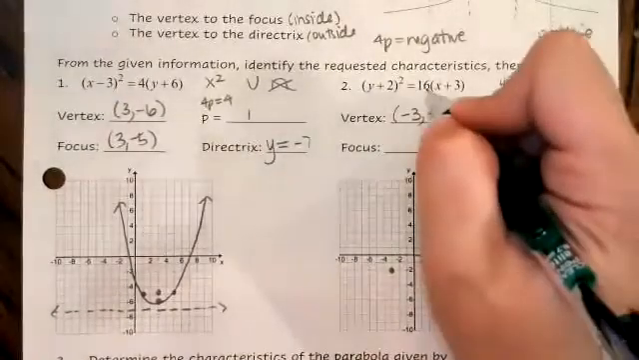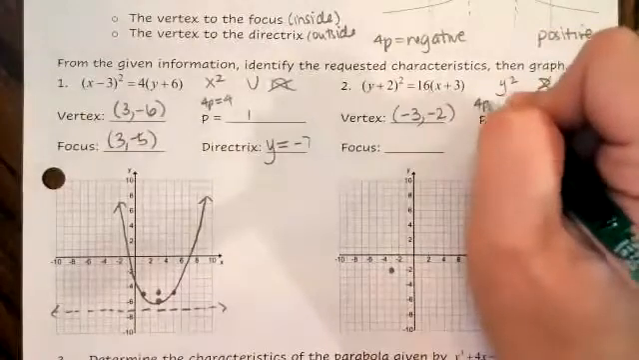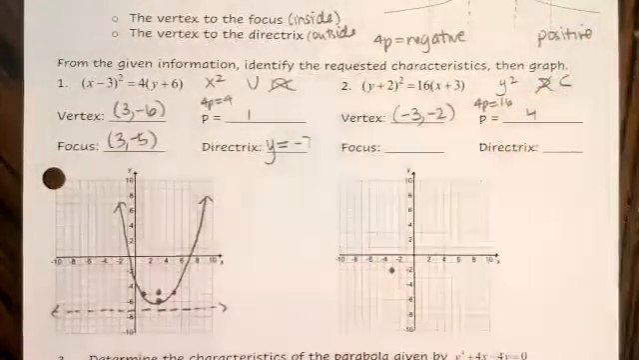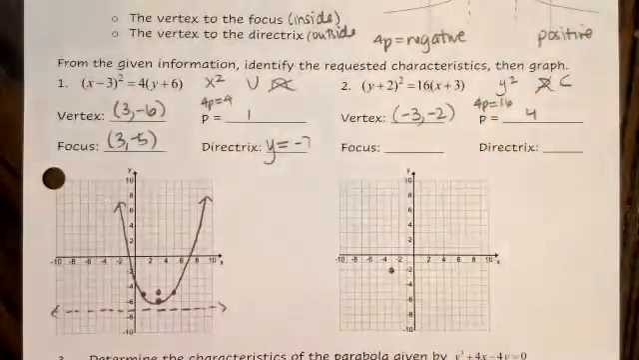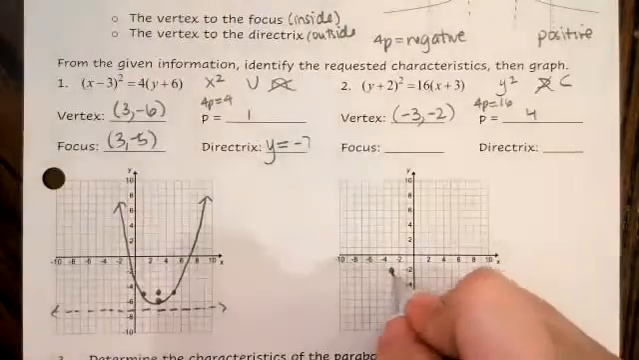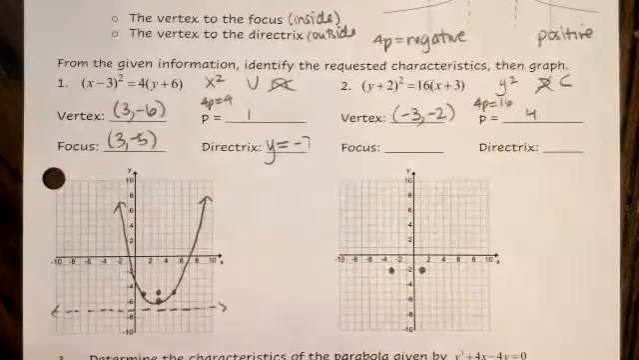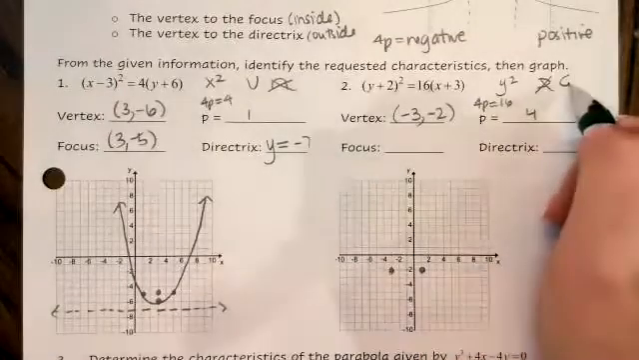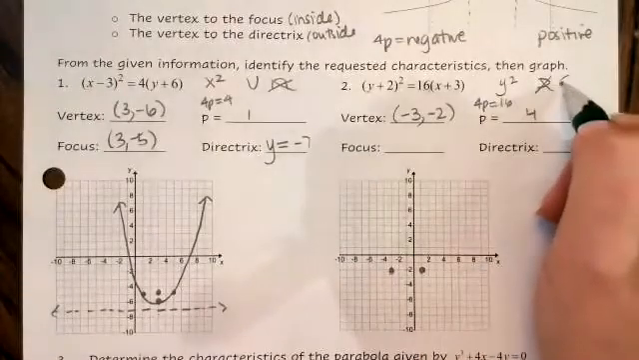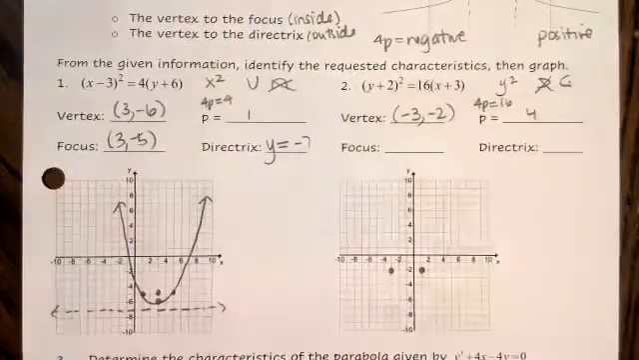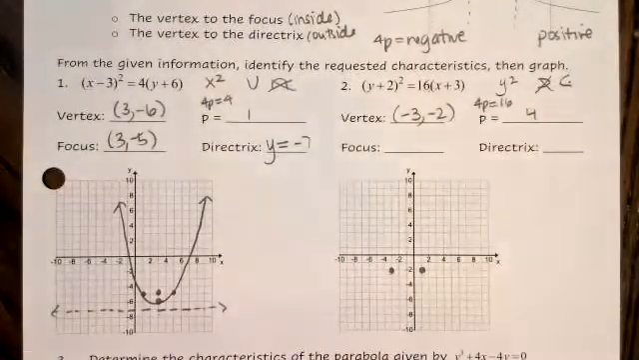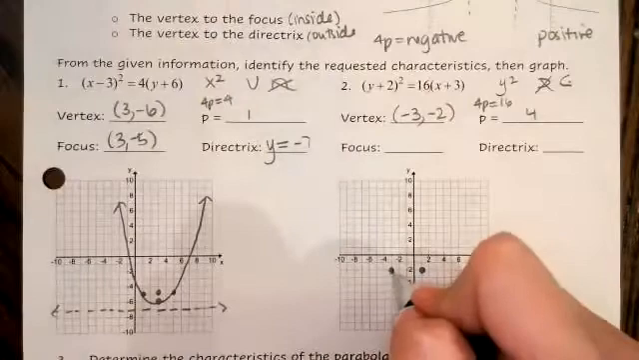Now for the p here, 4p simplified to be 16. So my p value is 4. So I go 4 units into my parabola, and there is the focus. I move to the right this time because we said it opens to the right. So to be inside the parabola would be 4 units in there. Then I go 4 units out.